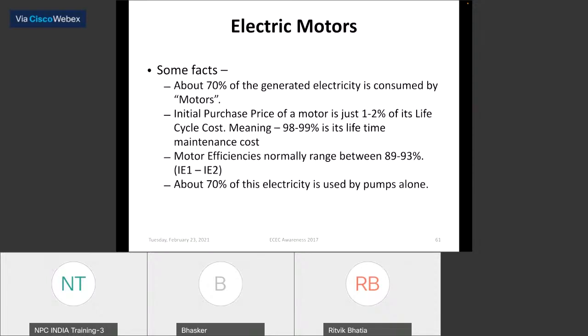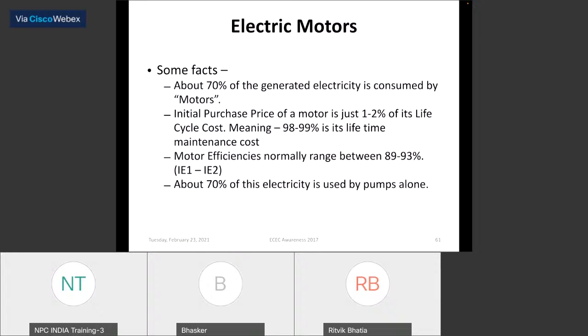Now we'll see the electric motor also, because the motor is a very fundamental thing which we are using in the industrial sector. Some facts: 70% of generated electricity is consumed by motors. The initial purchase price of a motor is hardly 1 to 2% of its life cycle cost. Or I can give you one more example: a 10 horsepower motor costing suppose 10,000 rupees, how much power will it consume within 1 year?